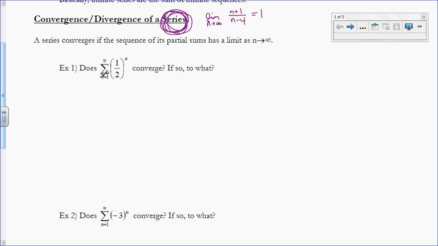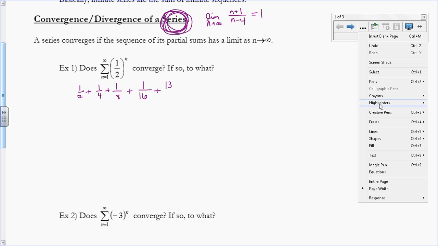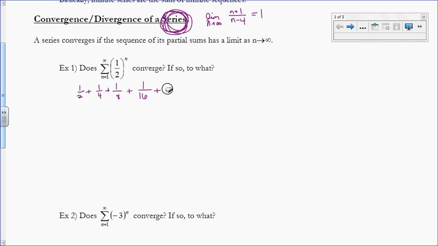Here's what we're going to do. Let's say I ask, does the series sum of (1 half) to the n converge? If so, to what? This big sigma basically tells you that a series is a sum. So I'm going to plug in different values for n and write out the terms of the series. When n equals 1, this is 1 half. When n equals 2, this is 1 half squared, which is 1 fourth. When n equals 3, I have 1 eighth. When n equals 4, 1 sixteenth. Then 1/32. Whoops, let me fix that. And so on and so forth.